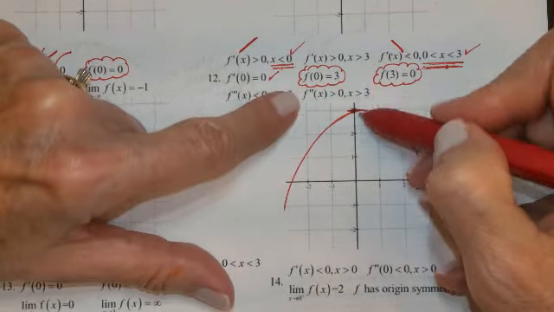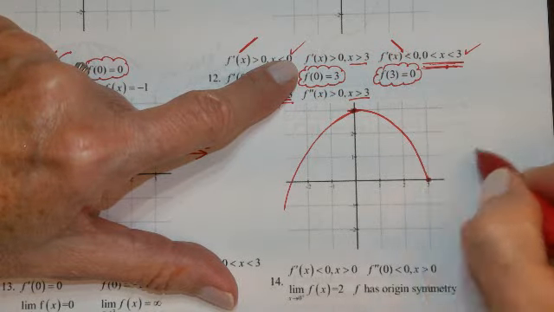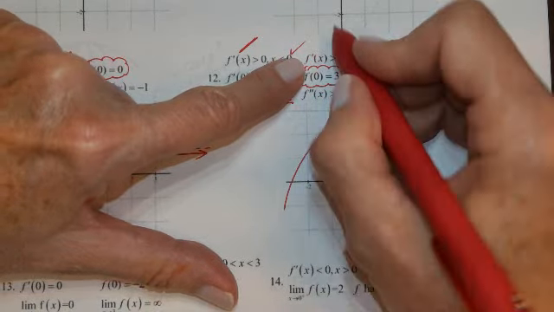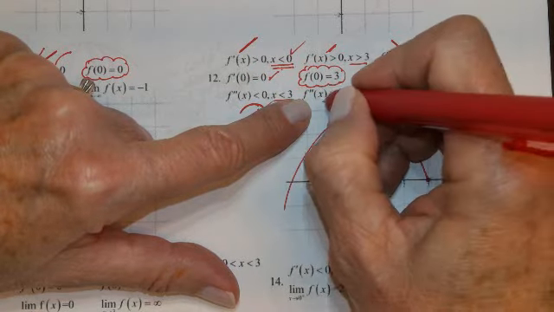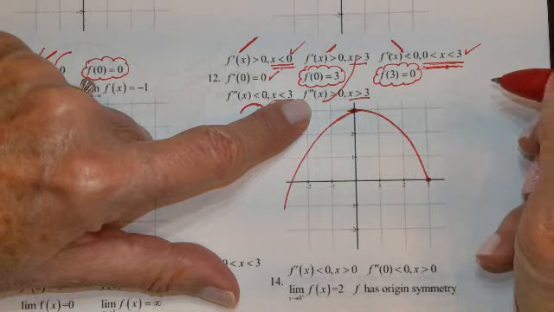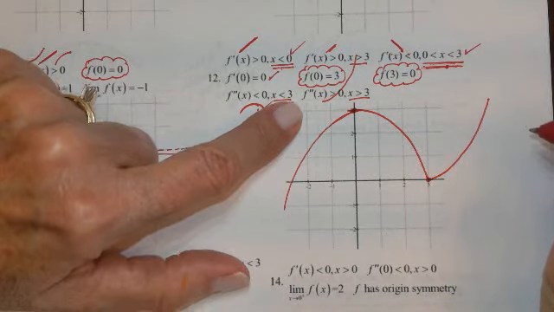I'm left with these 2 bits. So for here, for x greater than 3, f prime is positive, f double prime is positive. So on that section we are concave up and increasing. Concave up and increasing.